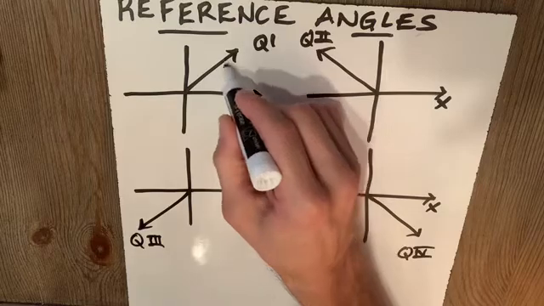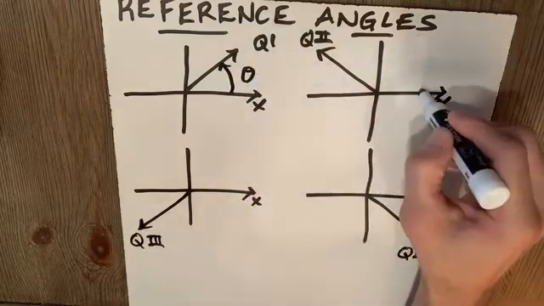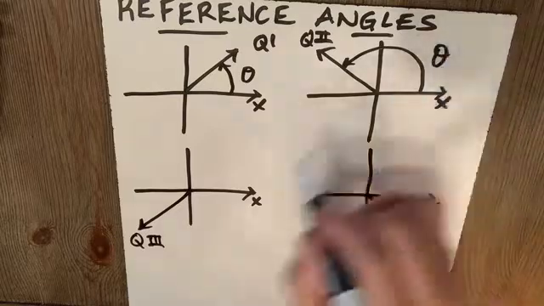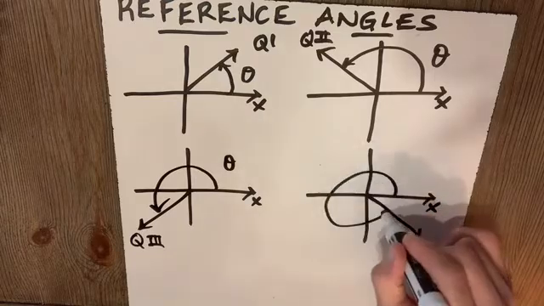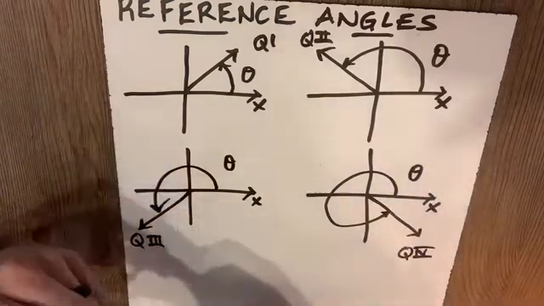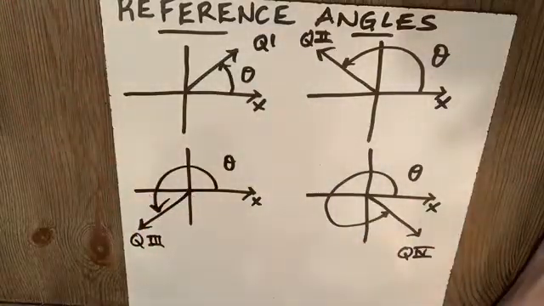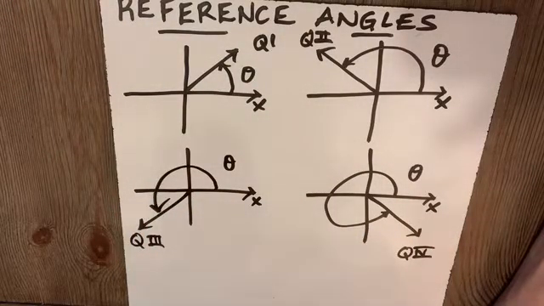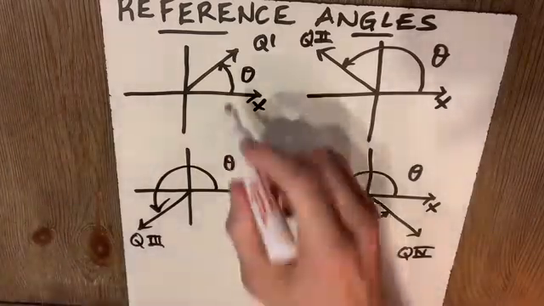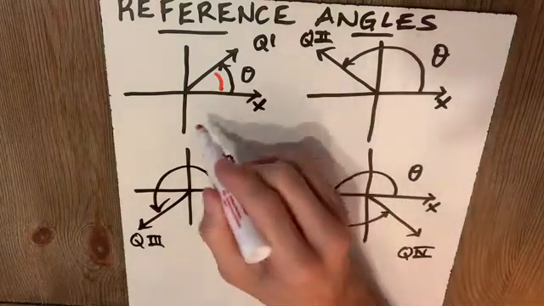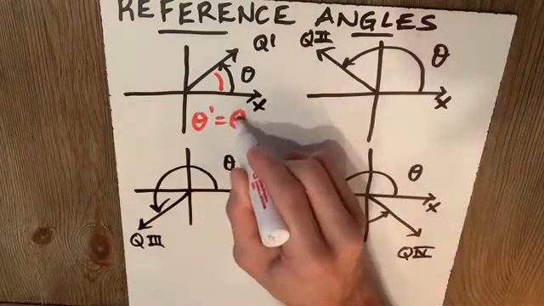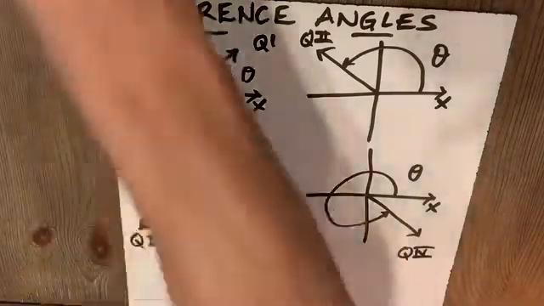So here is theta. Here in the second quadrant is theta. Here in the third quadrant is theta. And here in the fourth quadrant is theta. Now, the reference angle, which is, again, always positive and always acute, between 0 and 90 degrees, is going to be between the terminal side of our angle and the x-axis. That was our definition. Here's the terminal side of our angle and the x-axis. You can see in quadrant 1, theta prime is actually equal to theta. So we really don't have to worry about that situation.